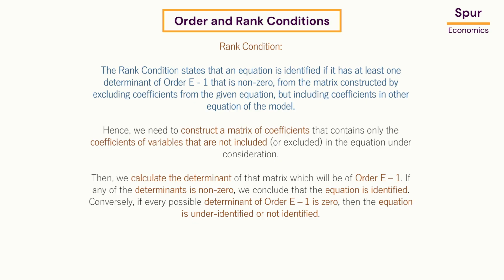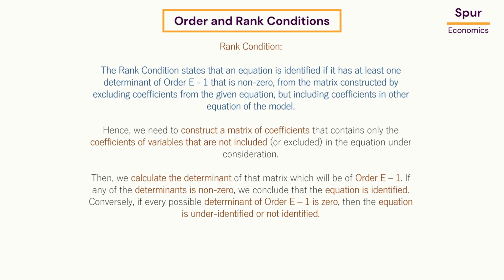Now, we move on to the rank condition. The rank condition states that an equation is identified if it has at least one determinant of order E-1 that is non-zero, from the matrix constructed by excluding coefficients from the given equation, but including coefficients from other equations of the model. Hence, we need to construct a matrix of coefficients that contains only the coefficients of variables that are not present in the equation under consideration. Then, we calculate the determinant of that matrix, which will be of the order E-1.